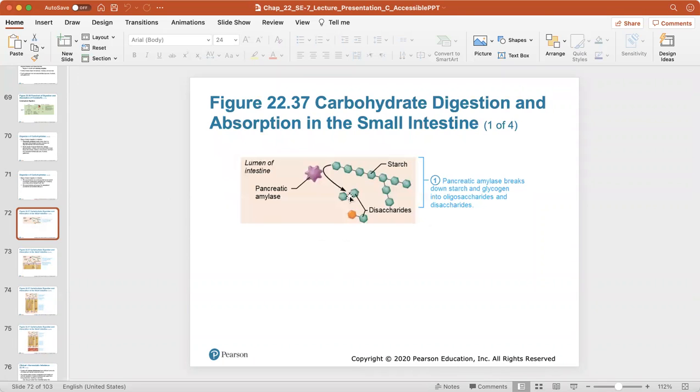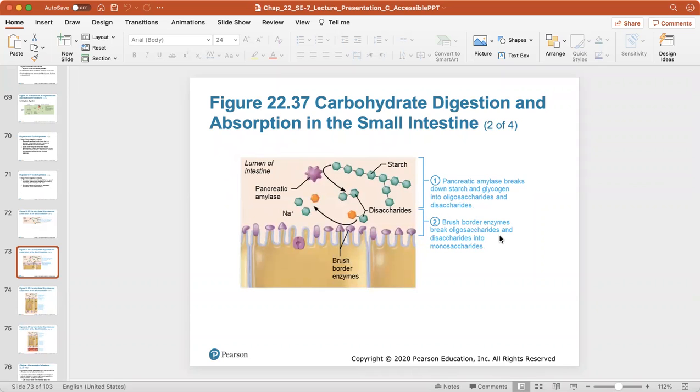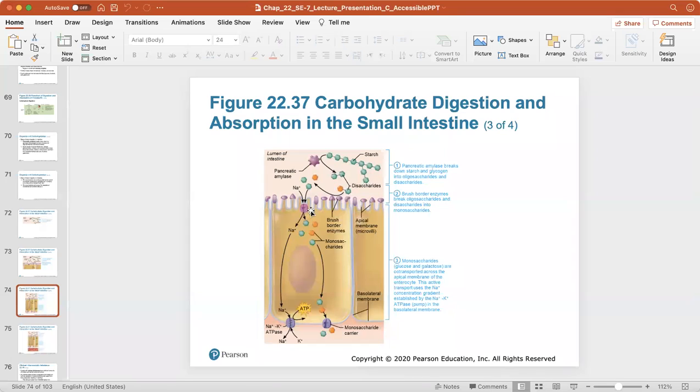So I'll show a picture here. This shows the long-chained starch. Pancreatic amylase breaks down starch and glycogen into an oligosaccharide and a disaccharide. The brush border enzymes break oligosaccharides and disaccharides into monosaccharides. And again, the monosaccharides, which are these single hexagonal shaped structures, are what can be absorbed through the cell. So you'll only notice these single hexagon, single sugars being able to be taken up into the cell and then transported across the cell.